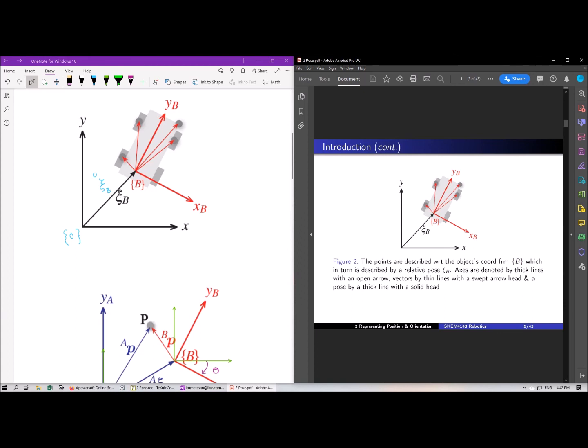If it has no leading superscript, that means it's understood this is a reference coordinate frame, and normally the reference coordinate frame we label as O, right? The world coordinate frame or the reference coordinate frame we label as O. So you should know in the future if there's no leading superscript here, xi B is actually xi B with superscript O.